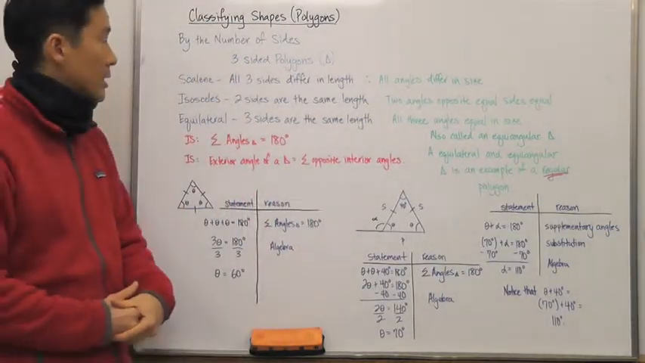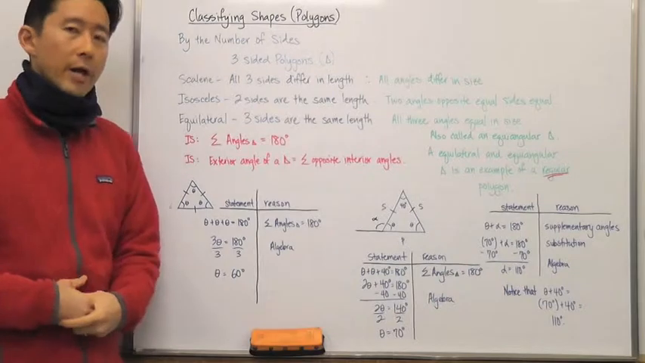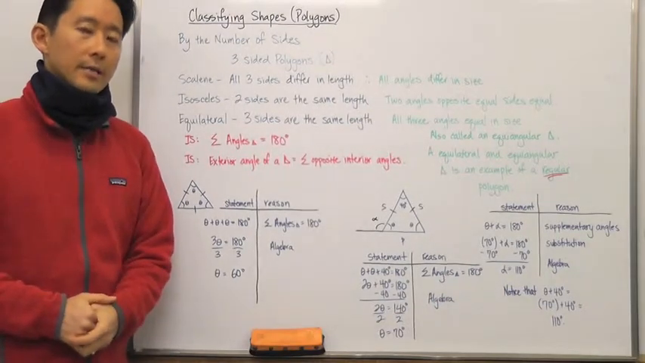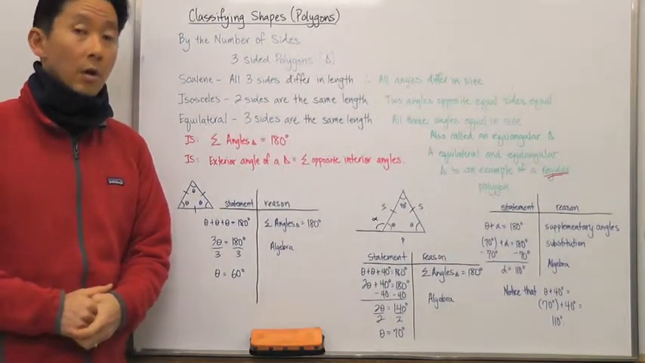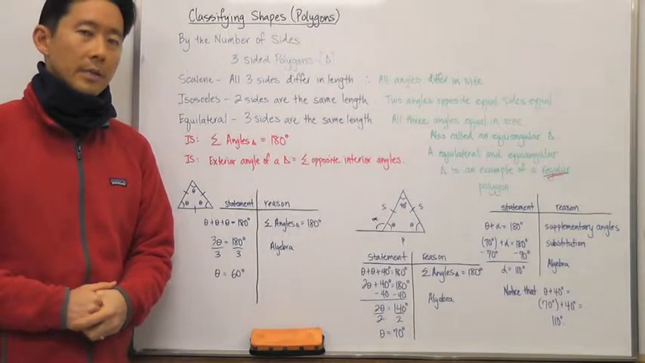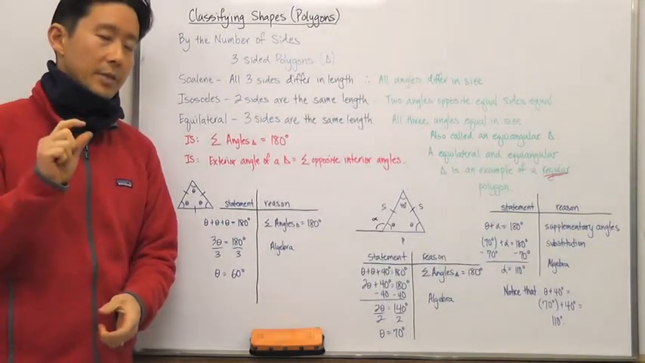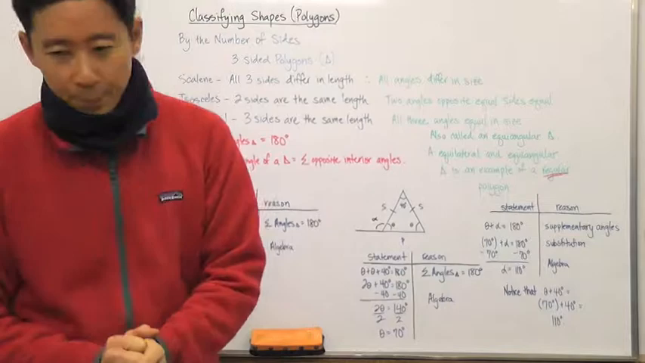Okay, so in addition to looking at triangles, we're also going to take a look at quadrilaterals, or four-sided polygons as well. So hang in there, just one second, don't leave.